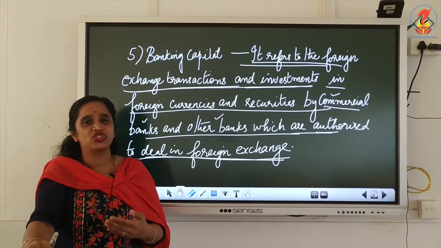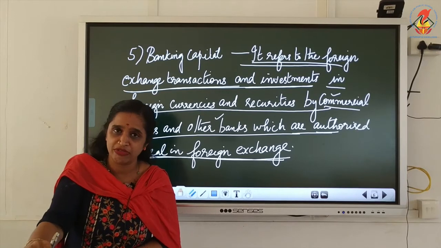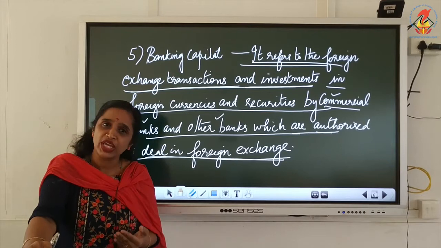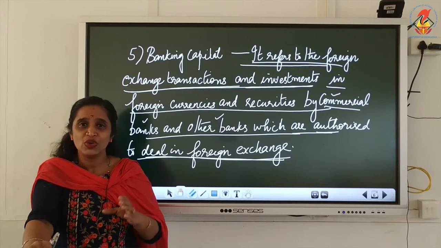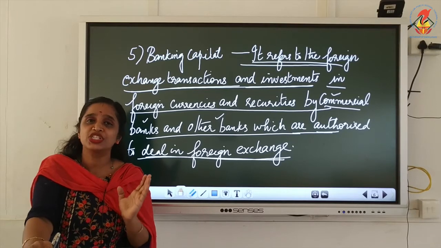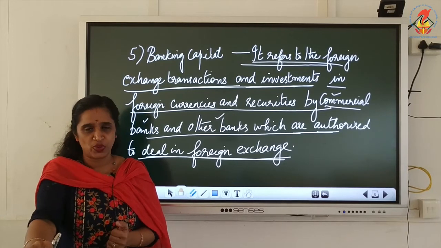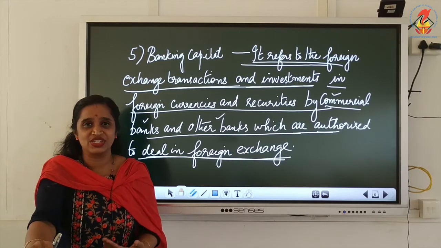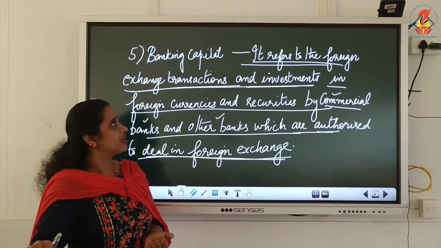So, RBI purchases and sells foreign exchange in the market whenever the situation is favorable for it. RBI as well as commercial banks are also involved in foreign exchange reserve transactions. They are authorized to enter into such foreign exchange transactions. Such transactions, where both RBI and the commercial banks who are authorized to enter into that kind of transaction, are known as banking capital. So, banking capital means what?